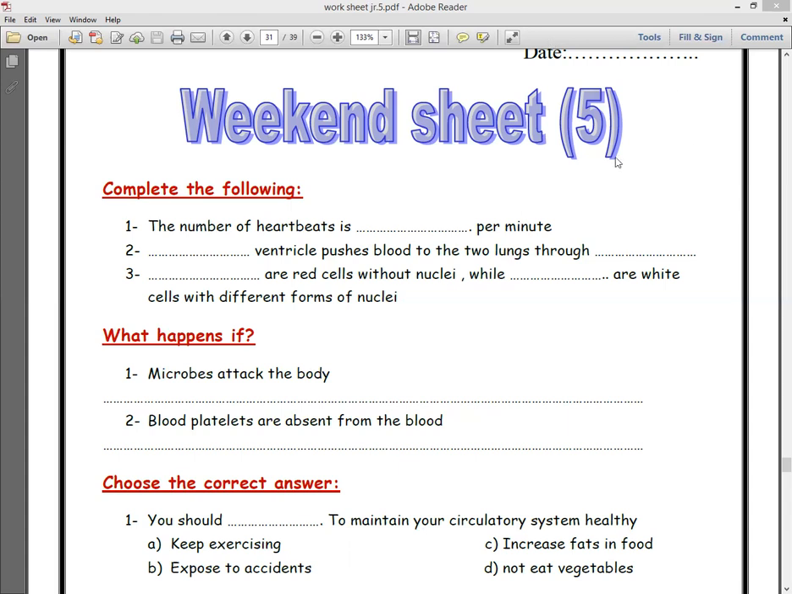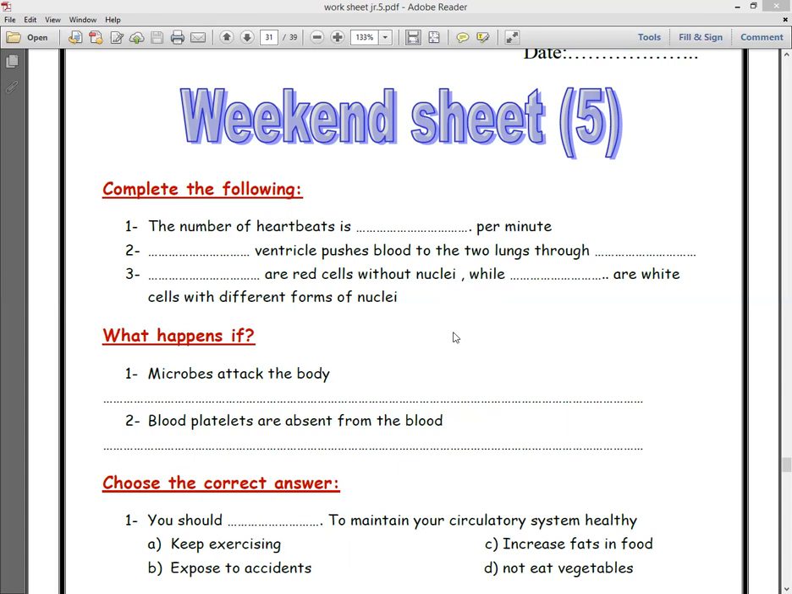And the circulatory system consists of what? Consists of heart, blood vessels, and blood. And the heart is a muscular hollow organ. Its size is about your fist. It consists of 4 chambers. Its function is to pump the blood all over the body cells.